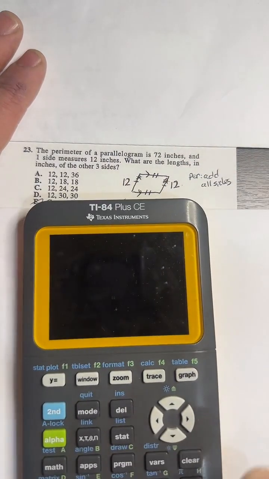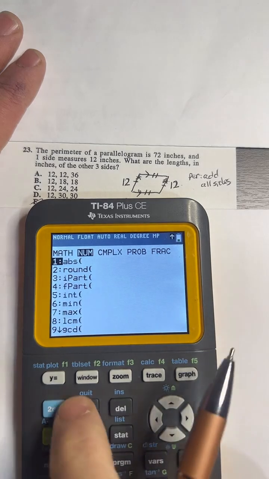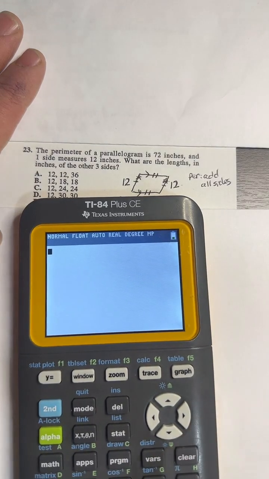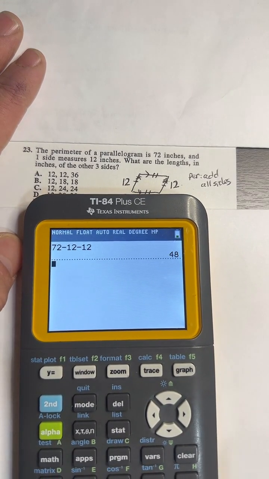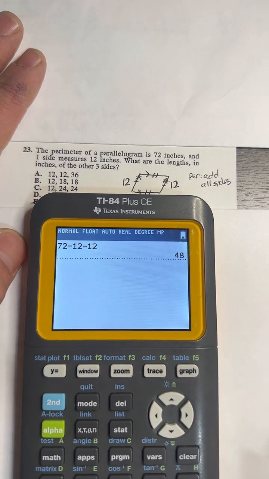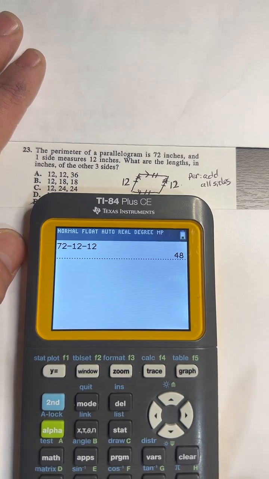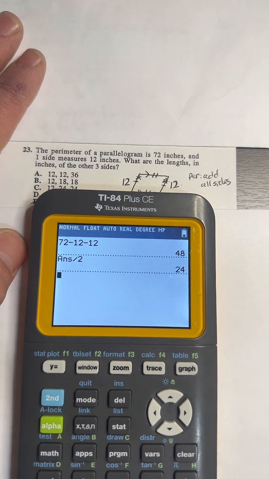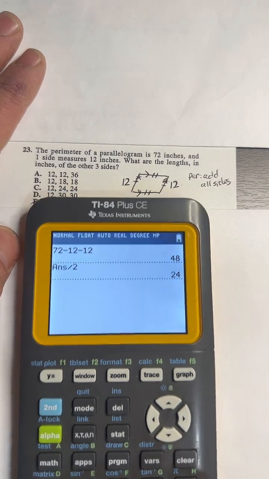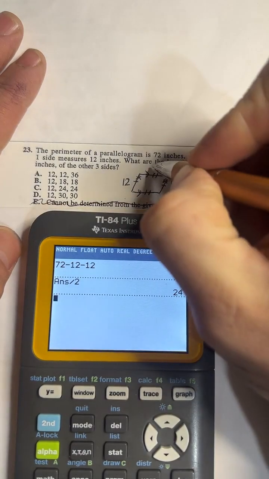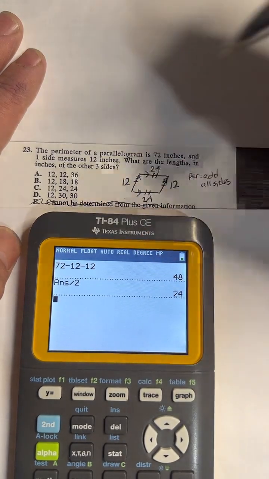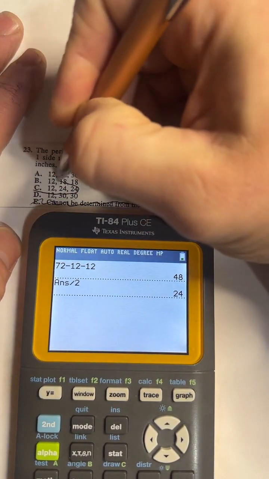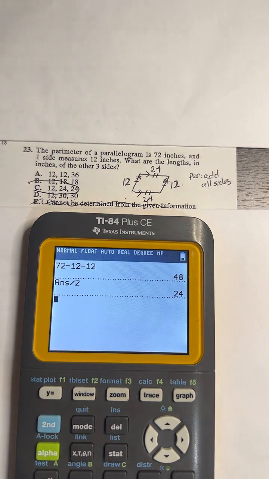So what I can do here is say, okay, if the perimeter is 72, and I've got 2 sides that are already 12, I'm left with 48 for the remaining 2 sides. Because I have 48 left, I'm going to divide that by 2 different sides. So each side here is 24. So this is 24, and this side is 24. So my answer is 12, 12, 24, and 24. Letter C.